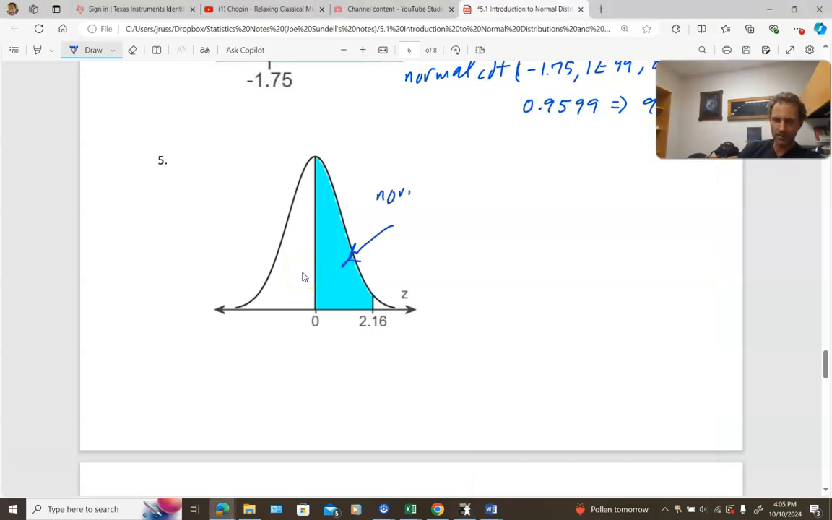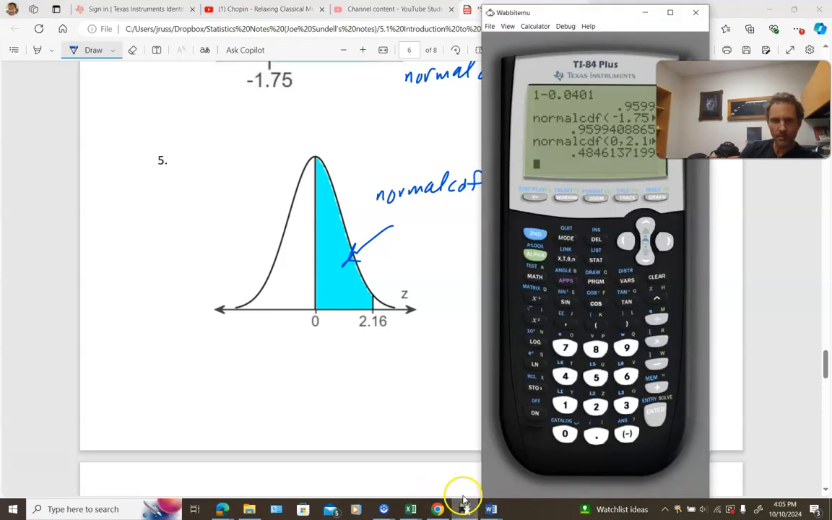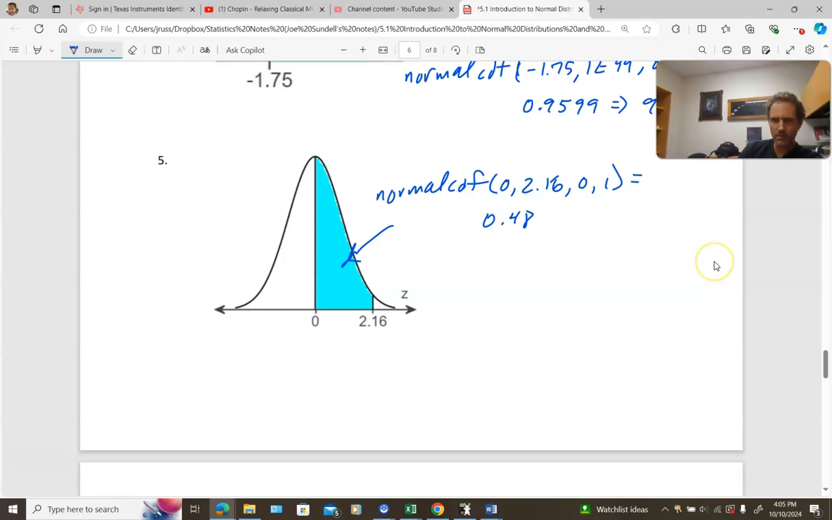But I can do this one the same way I did that last one. Normal CDF, the lower bound is 0, the upper bound is 2.16, the mean is 0, and the standard deviation is 1. Okay, and we ended up getting 0.4846. Okay, or in other words, 48.46% roughly. Also, you'll want to pay attention to your rounding when you start working on your homework.